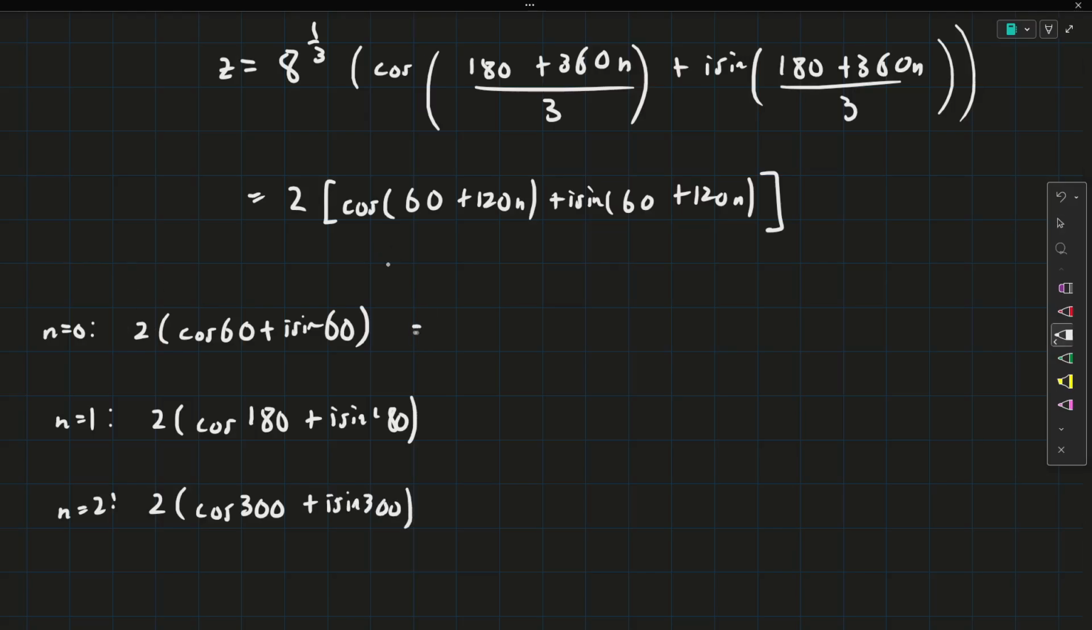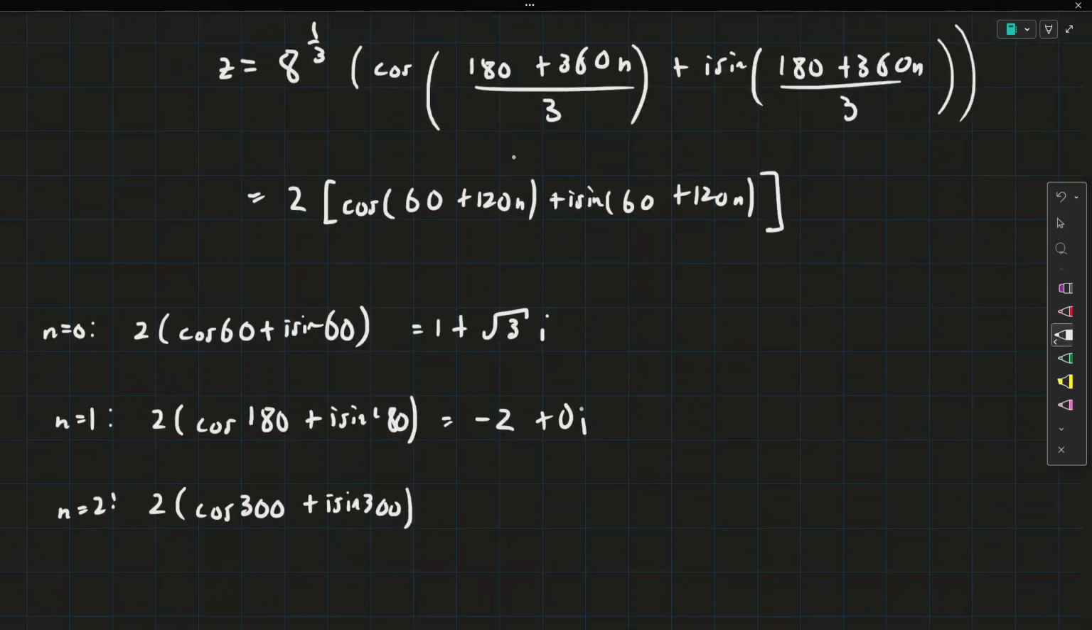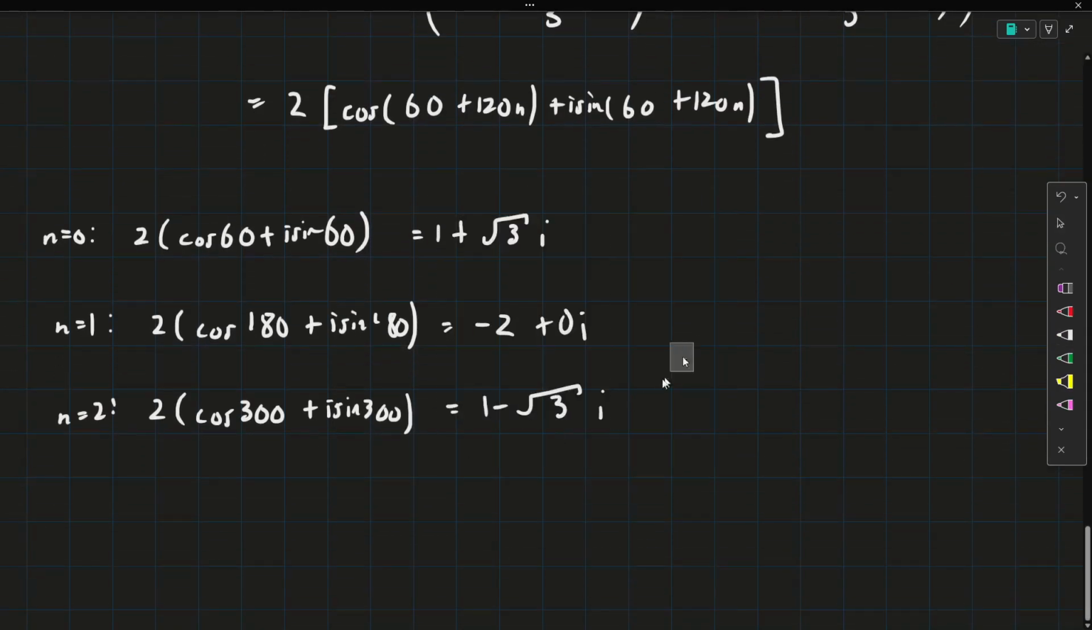And what you should get for the first one is 1 plus root 3i. The second one should just be -2. Do they say in the form a plus bi? Yeah. So we should write -2 plus 0i just to be thorough. And then for the last one, we can write 1 minus the square root of 3i. And yeah, so that's good, and we're done.